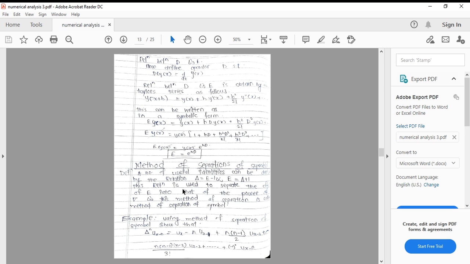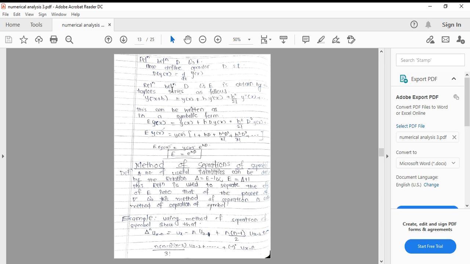So next is our relation between D and E. Now initially I have told you that we have to find out the derivative also. So this we will take in the relation between D and E. What is E? E is a shift operator. Now what is D? D is a derivative. Okay. Relation between D and E we have to find out.